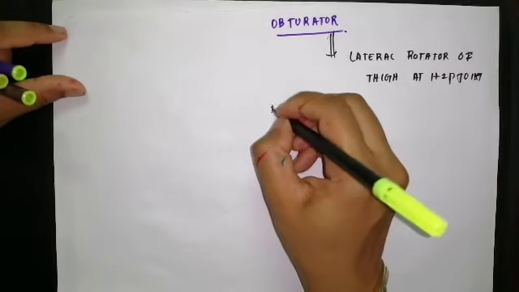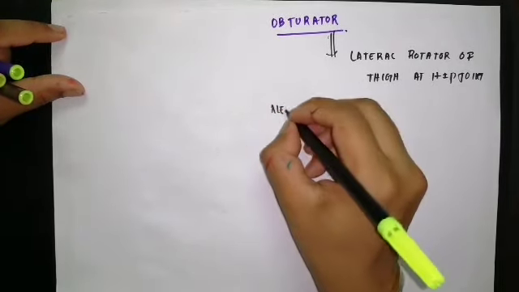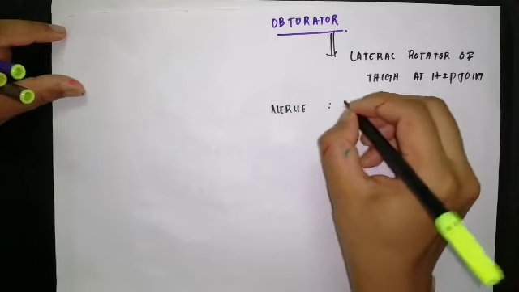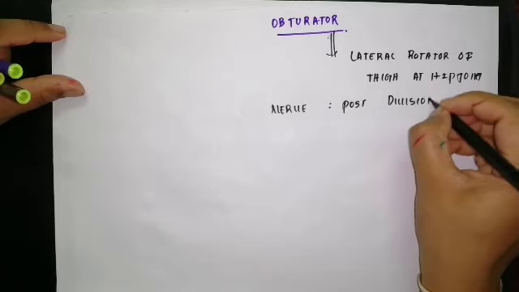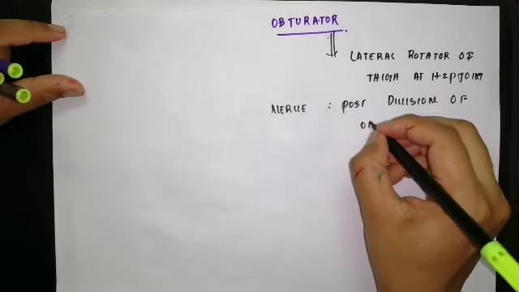Now the nerve supply: it is lying posteriorly, no? So it is supplied by the posterior division of obturator nerve.